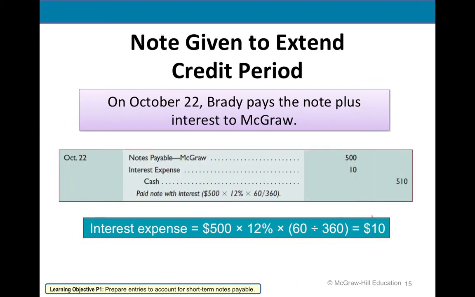Now Brady pays the note plus interest. How does it look on your books? First of all, you want to get rid of the notes payable off your books. It's gone. It's worth $500. You're always going back to the original principal amount.